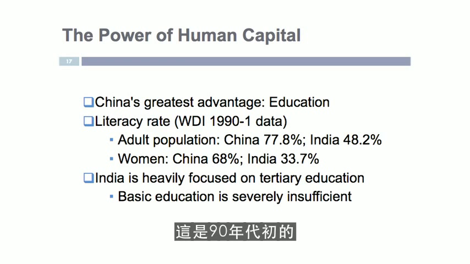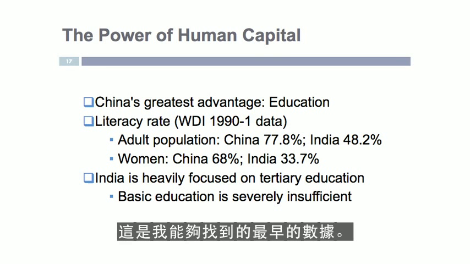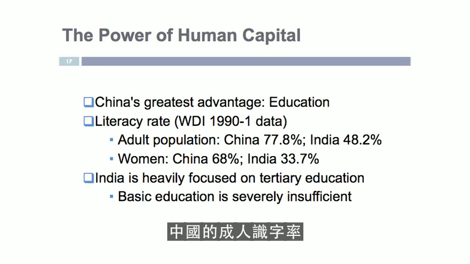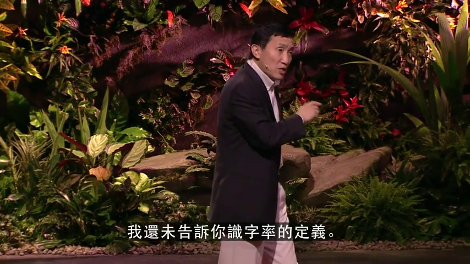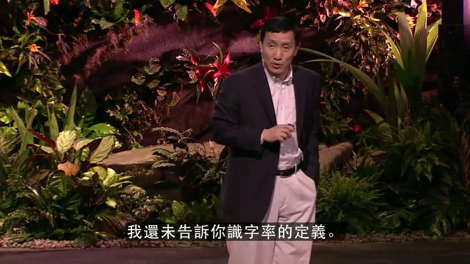This is the World Development Index indicator data. In the early 1990s, and this is the earliest data that I can find, the adult literacy rate in China is 77% as compared with 48% in India. The contrast in literacy rate is especially sharp between Chinese women and Indian women. Okay? I haven't told you about the definition of literacy.